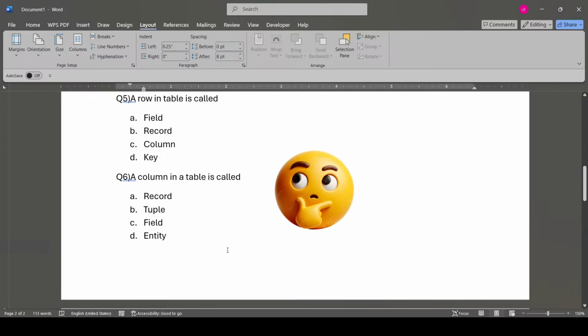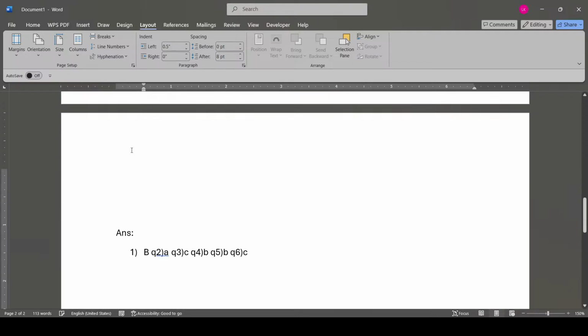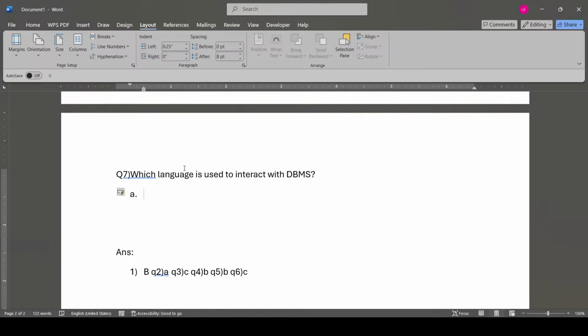Now, moving ahead, question number 7. The next question we have here is: which language is used to interact with DBMS? The options are: first, HTML. Next is C, SQL. Next is Java.